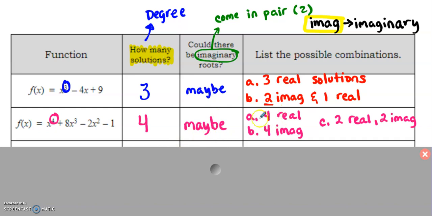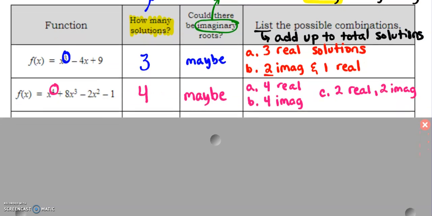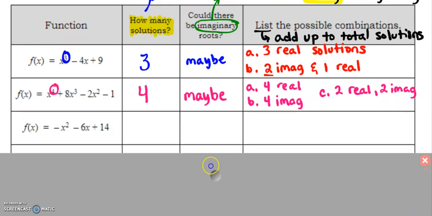Well, the 4 solutions we have could be real. The 4 of them could all be imaginary because you could have 2 and 2. Or you could have 2 that are real and 2 that are imaginary. Remember that your list should always add up to the total solutions. So like I said before, we could have 4, we could have 4, or we could have 2 of each. All right, because that would add up to 4. All right, pause the video again and try this next problem.